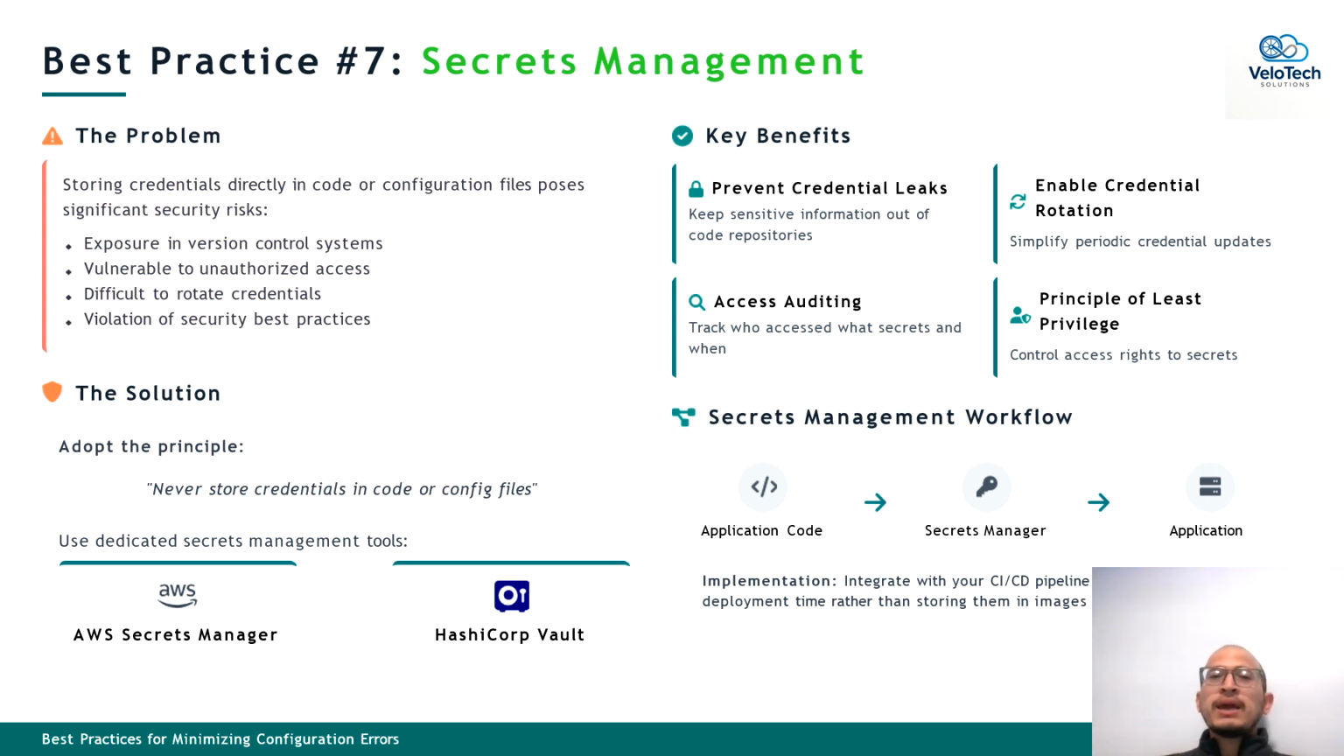This approach gave them four key benefits. First, preventing credential leaks. By keeping sensitive information out of code repositories, they eliminated the risk of accidentally exposing credentials. Second, enabling credential rotation. When credentials are centrally managed, rotating them becomes straightforward. Change it in one place, and all applications get the updated credential. Third, access auditing. They could now track who accessed which secret and when.